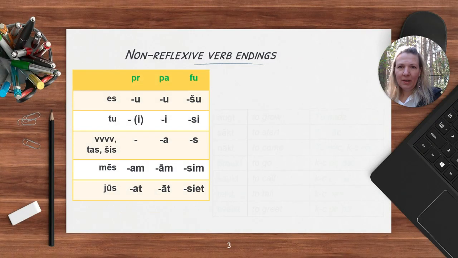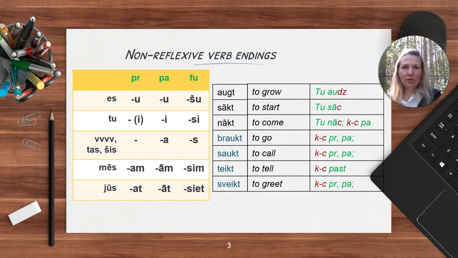So, a review of the endings. How do we conjugate first conjugation verbs? As you can see, there is now this letter J in the past and future forms, what's common with other verbs. And for tu, it's either no ending or we have ending E. So it depends. So look at the verb augt.